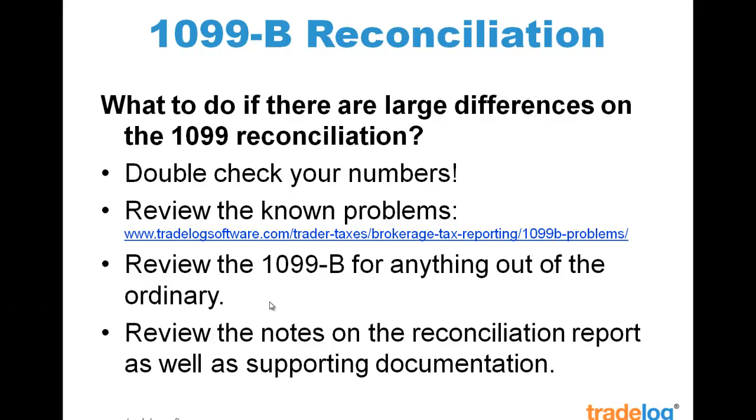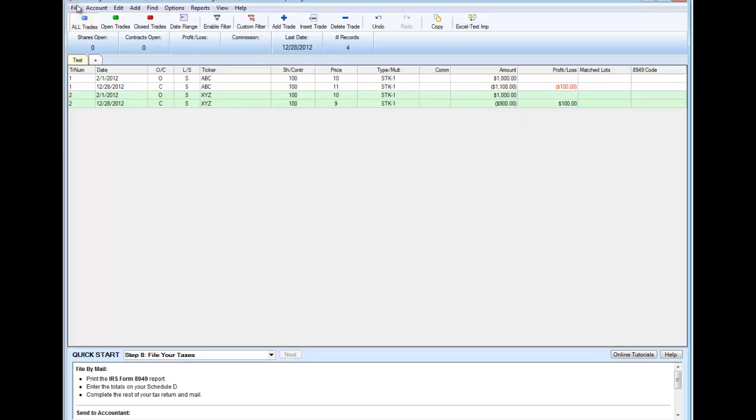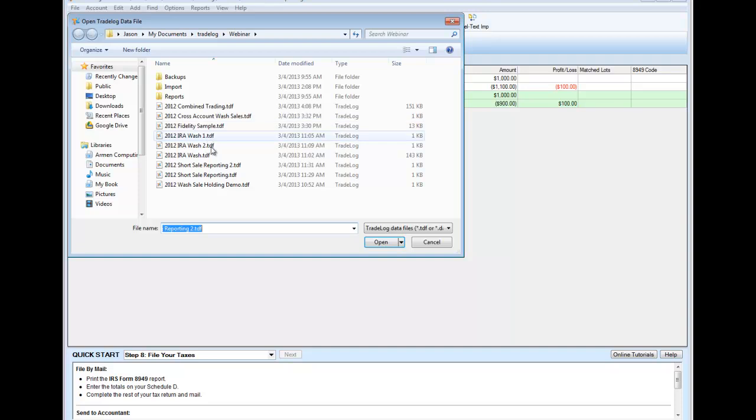Also, open up your 1099. Look for anything that might be out of the ordinary. If you see something that's being reported on the 1099 that doesn't look right to you, it's your account, so you're probably more likely to notice that than someone else. Go through that. Look for anything that stands out. And also review the notes that we have on the reconciliation report, as well as any supporting documentation. You'll notice if I go to my report, I'm going to actually open a different file here.